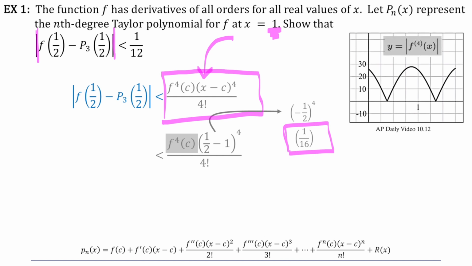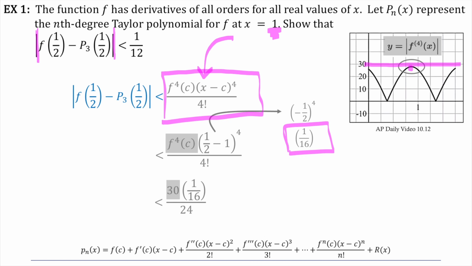Well, look over here. They've given us the graph of the fourth derivative, even the absolute value of it. So if we look at the graph, what's the maximum? Well, it's hanging out about here, but I don't know what value that is. Is it 27, 28? Who knows? But we know it's less than 30. So we're going to use 30 for that.